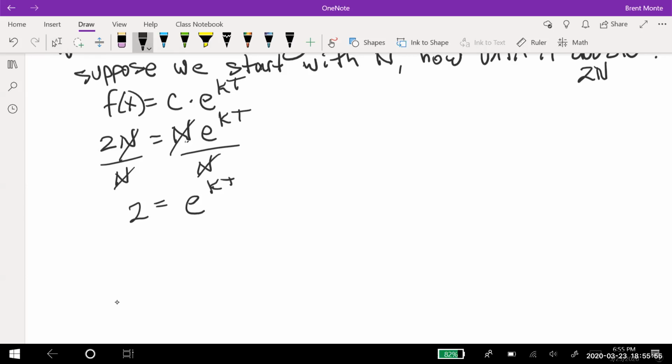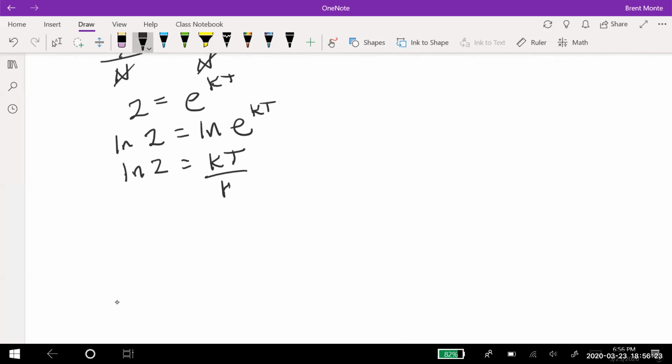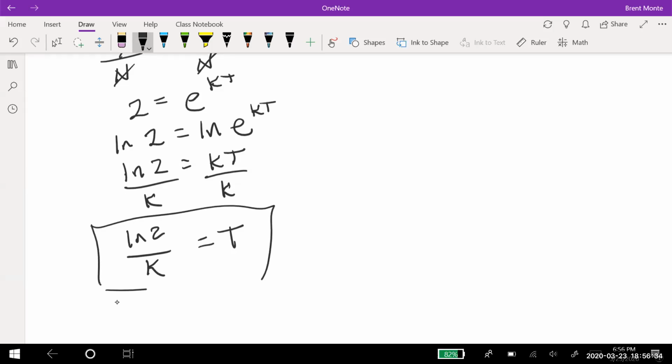Now, the way we solve this is we take the ln of both sides. The reason we're taking the ln is because we're trying to solve for the variable t. It's up in the exponent, so it's an exponential function. I need to use a logarithm to cancel out an exponential. Well, the ln and the e cancel each other out. They're inverses. We just get k times t equals the ln of 2. And then to solve that for t, we divide by k. And we get doubling time is ln of 2 divided by k. So there's my doubling time formula.